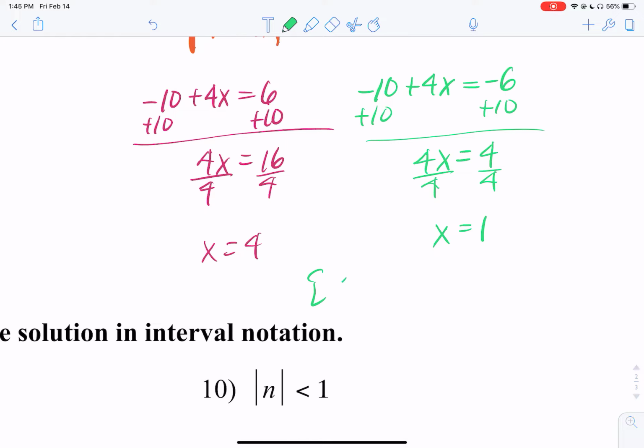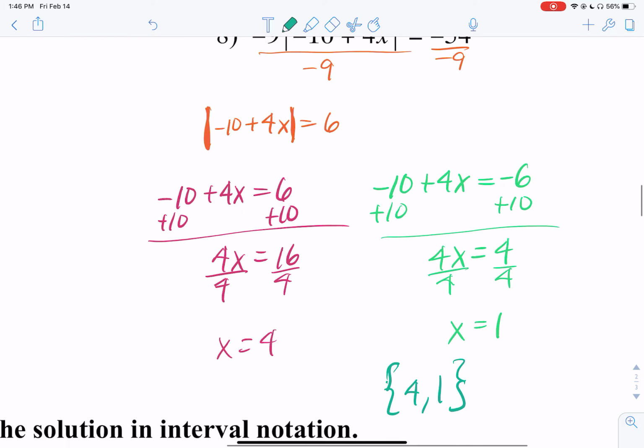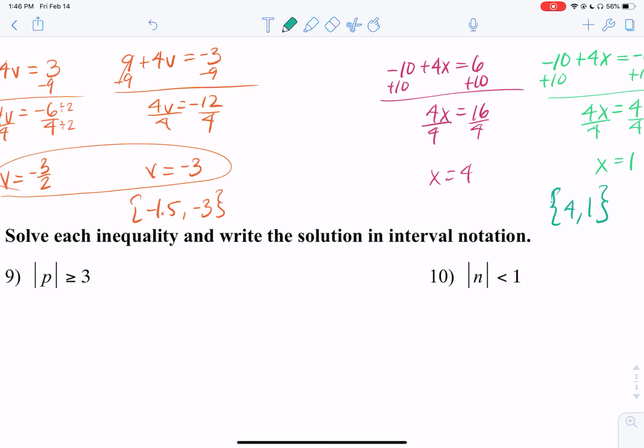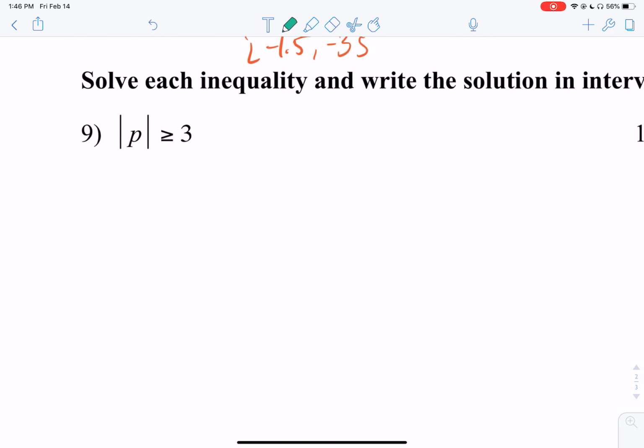So our solution will be written like this. The answer choice that you will be looking for will look like this: 4, 1. Now remember, again, these are going to be different numbers, but the procedure, the way you're going to solve them, is going to be the same, okay?